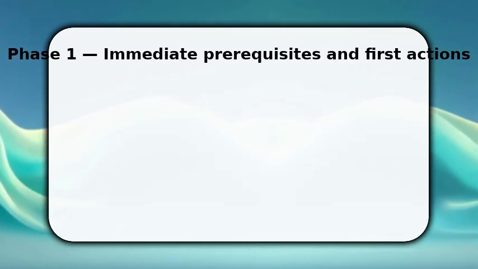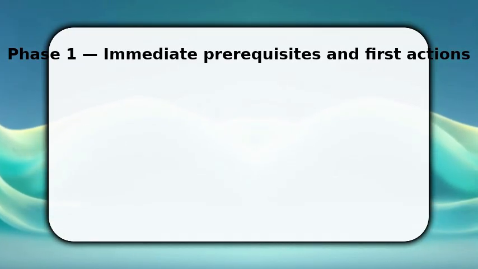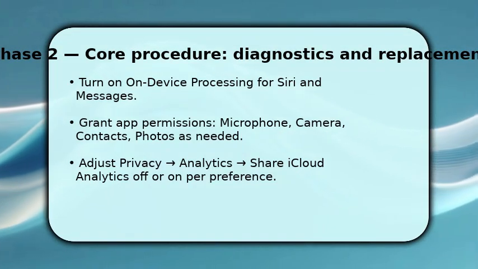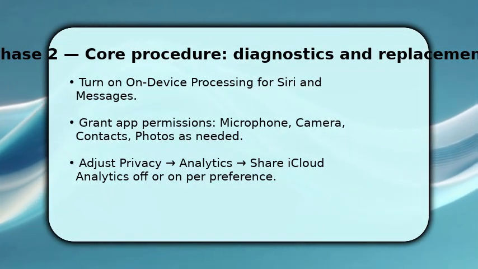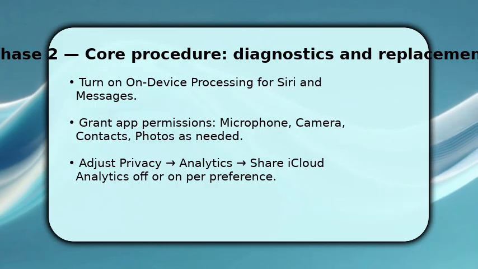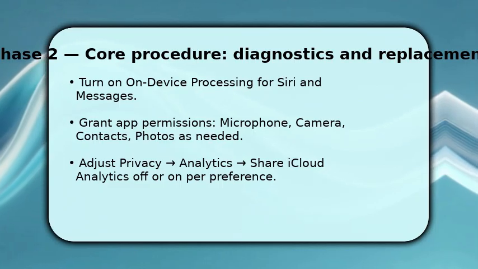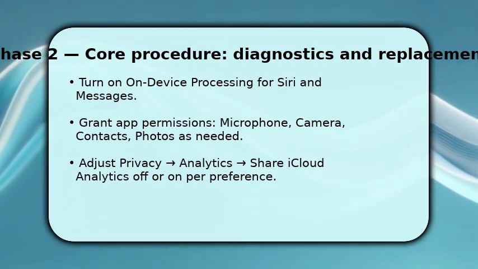Now configure on-device intelligence settings. Turn on on-device processing for Siri and messages so sensitive data stays local. Then, grant precise app permissions for microphone, camera, contacts, and photos only when required. This balances functionality with privacy.